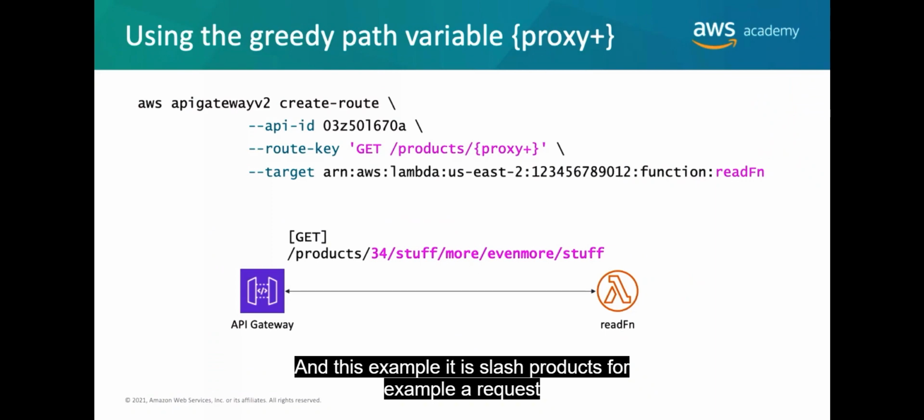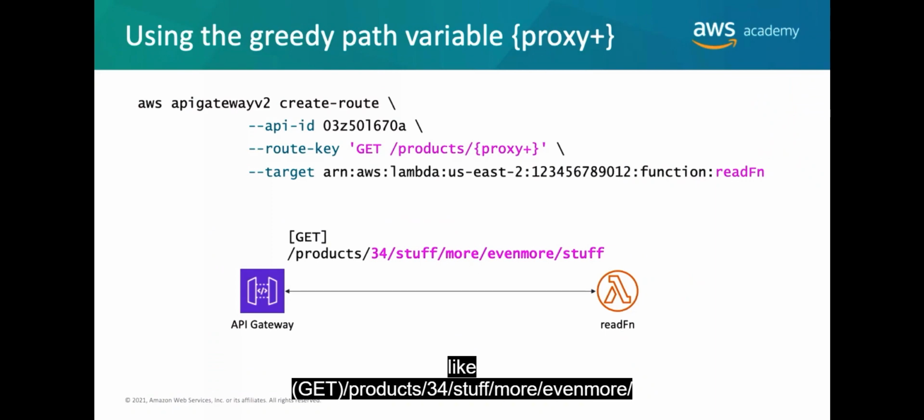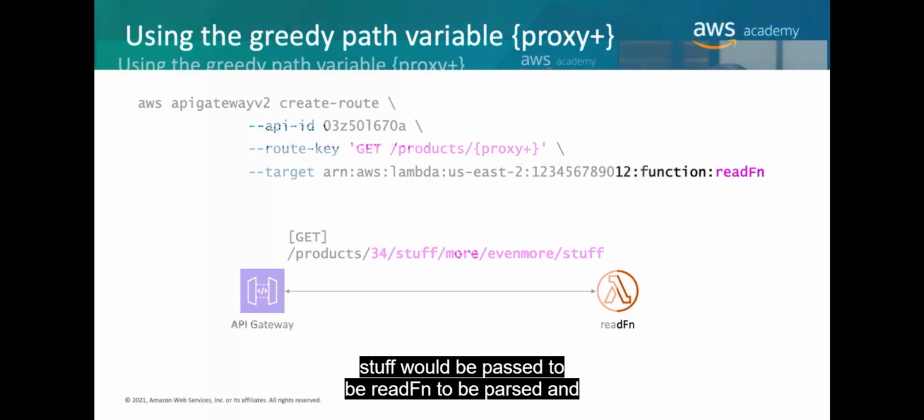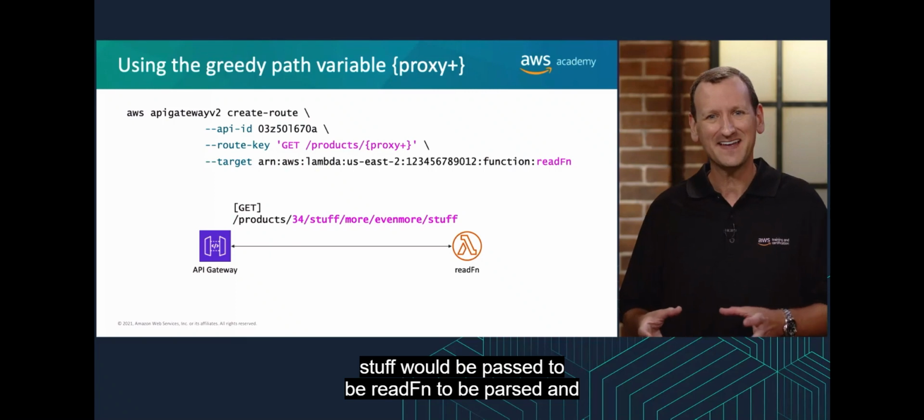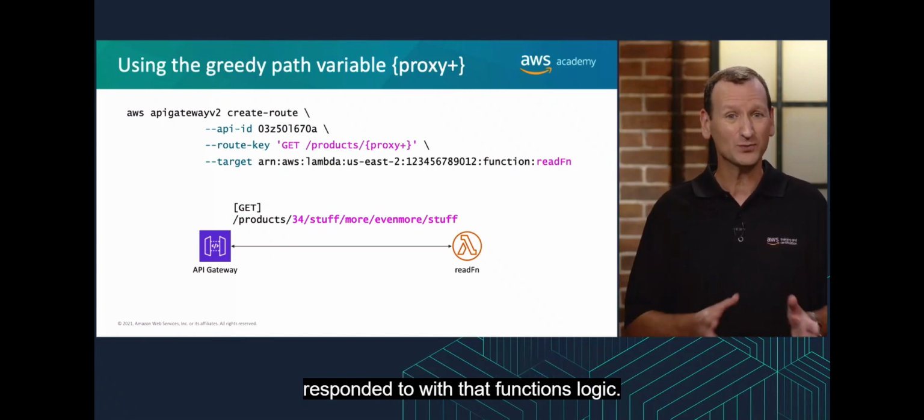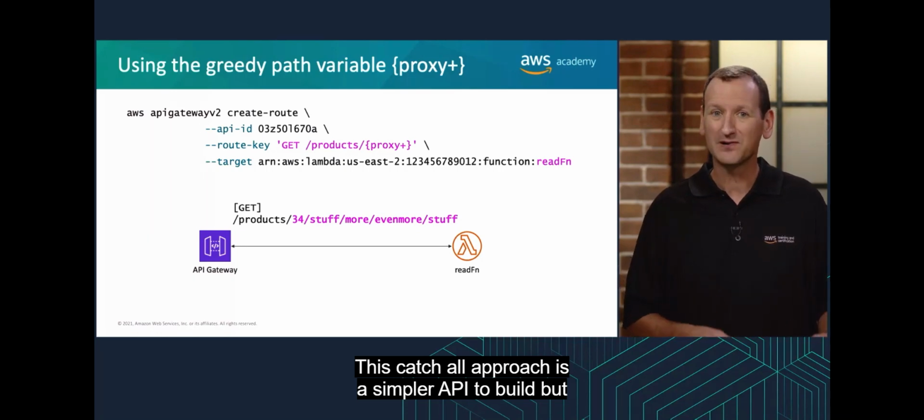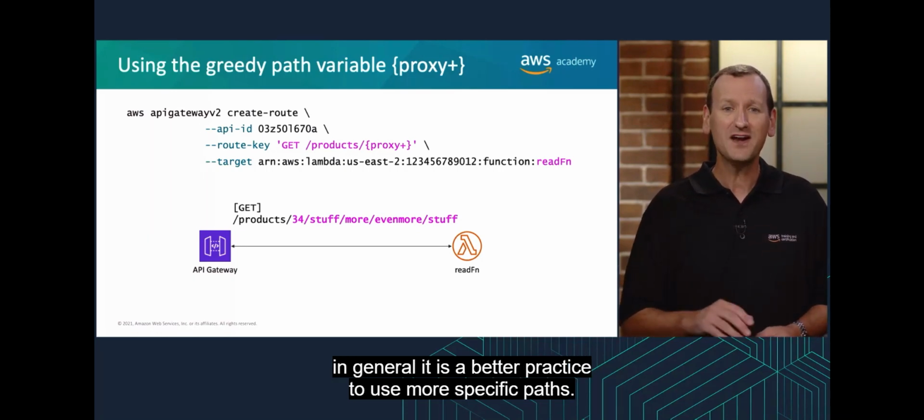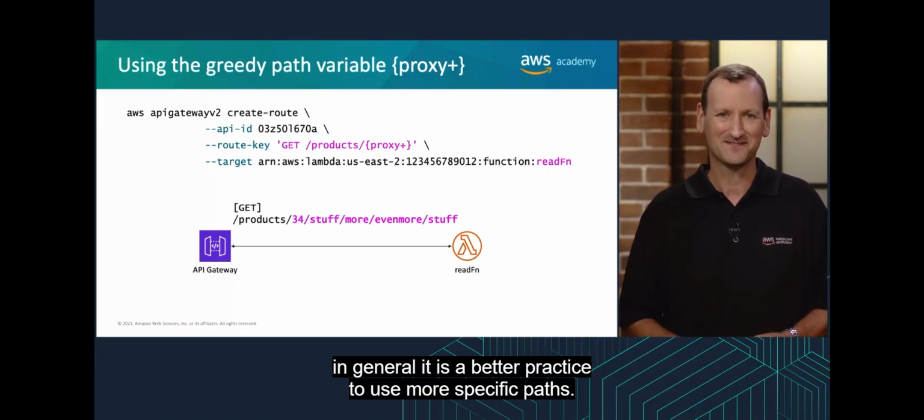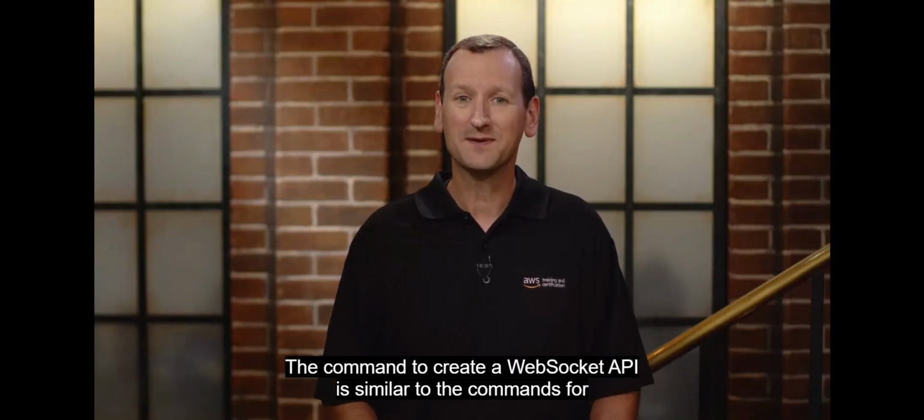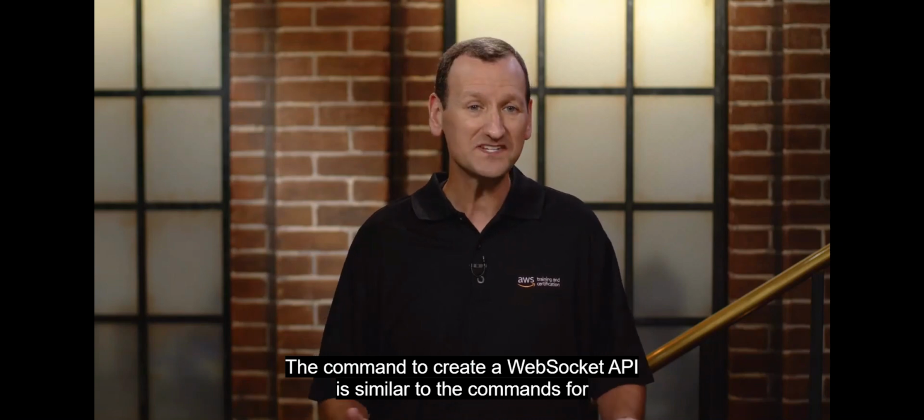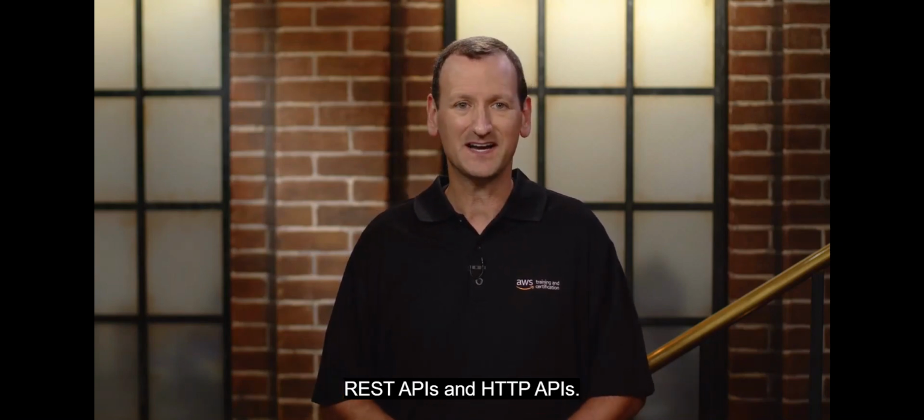For example, a request like get /products/34/stuff/more/even more/stuff would be passed to the readFN to be parsed and responded to with that function's logic. This catch-all approach is a simpler API to build, but in general, it is a better practice to use more specific paths. The command to create a WebSocket API is similar to the commands for REST APIs and HTTP APIs.